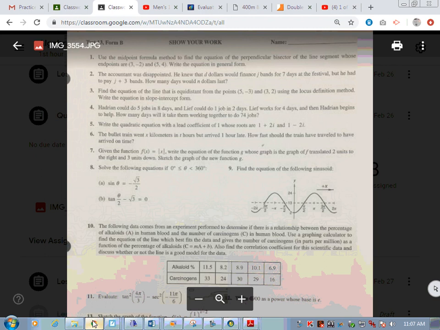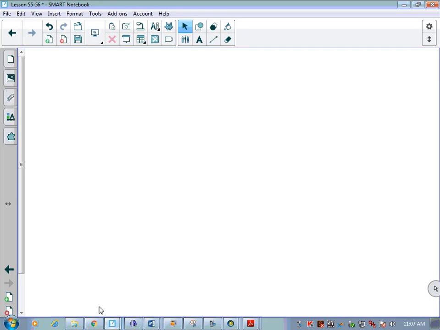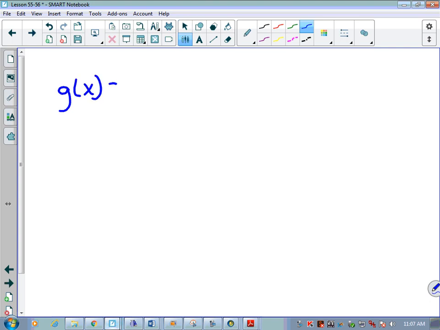All right, let's see, number 7. Given the function f of x equals the absolute value of x, write the equation of the function whose graph is the graph of f translated 2 units to the right and 3 units down. Sketch the graph of the new function. Okay, so what you should get here, what they're saying is, what is g of x? And how many units to the right? 2. So it's going to be x minus 2, correct? And then where did I want to go, up or down? 3 units down.